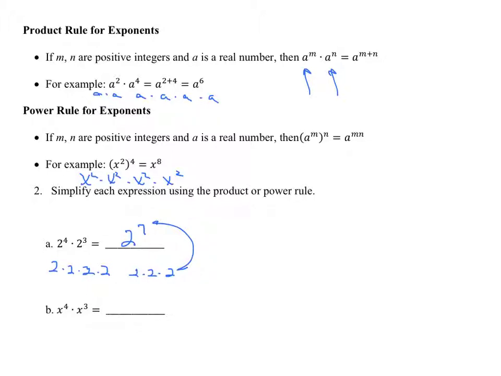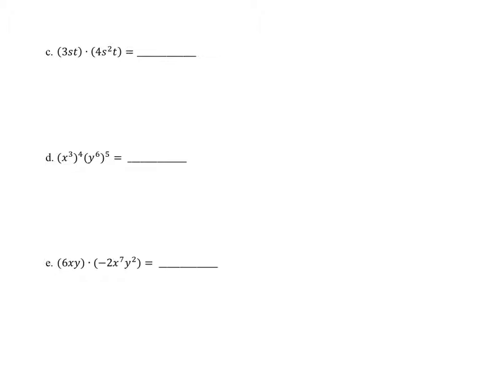Next one is x to the 4th times x to the 3rd. Really gives you, again, x to the 7th. Now what about these? So you start to panic, but you don't really, because this is the deal. 3st times 4s²t. So we're going to multiply 3 times 4 like normal. So you're always going to multiply your coefficients. And you have a total of 3 s's. So s to the 3rd, and then you have a total of 2 t's.